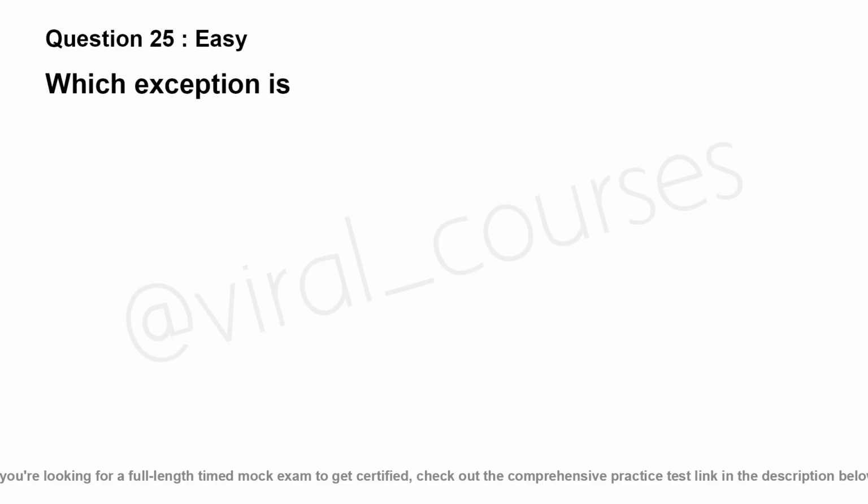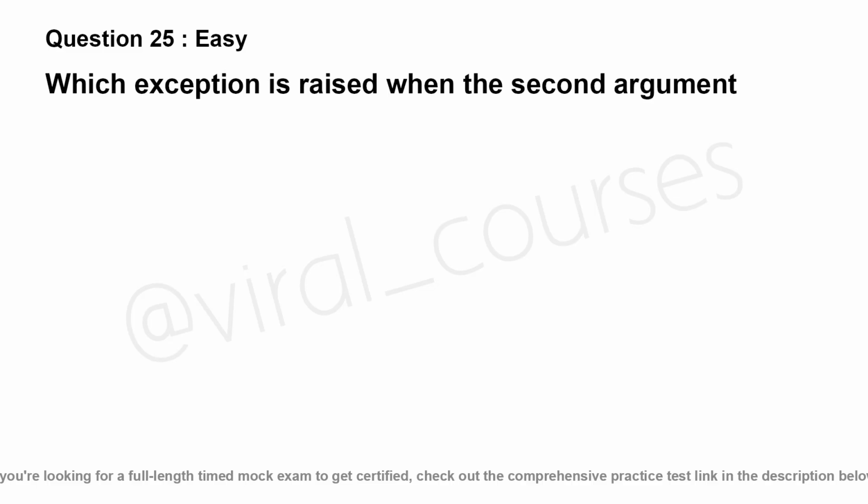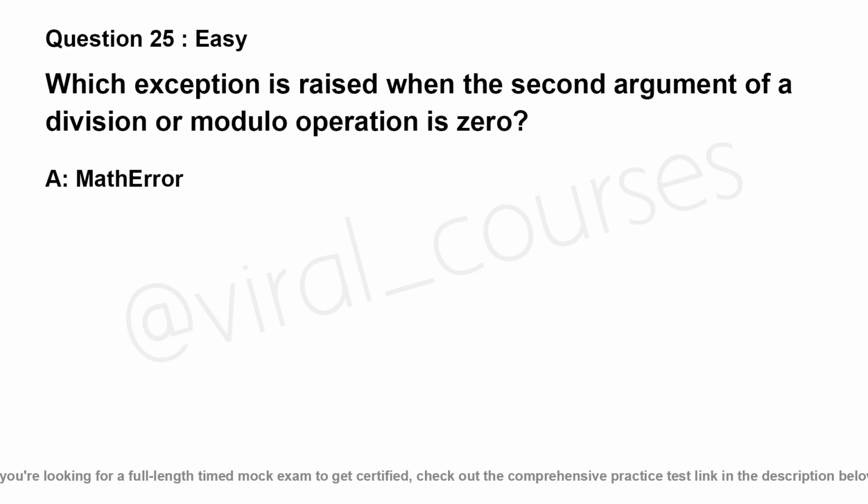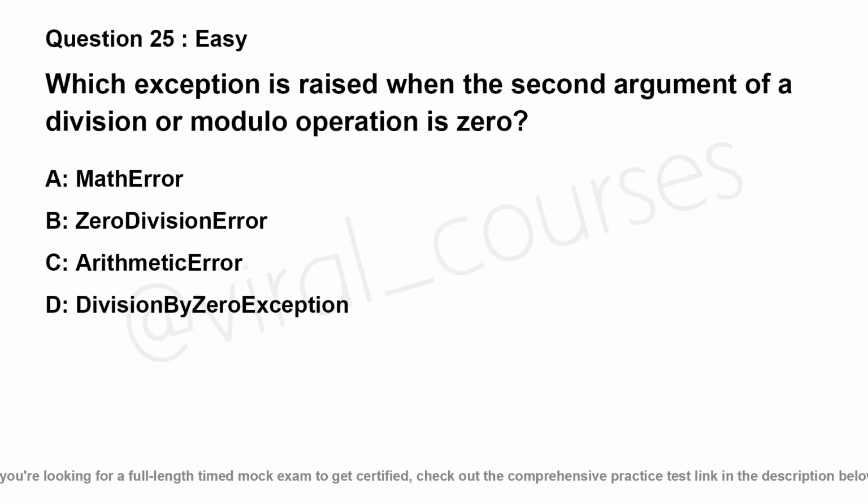Which exception is raised when the second argument of a division or modulo operation is 0? Option A, MathError. Option B, ZeroDivisionError. Option C, ArithmeticError. Option D, DivisionByZeroException.